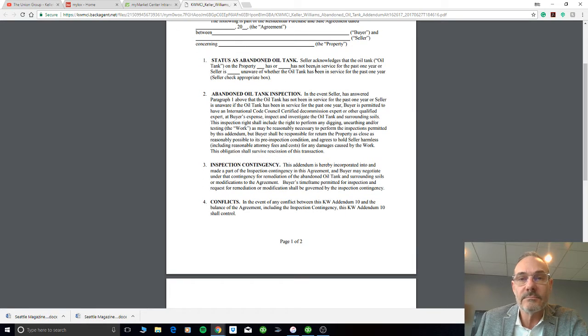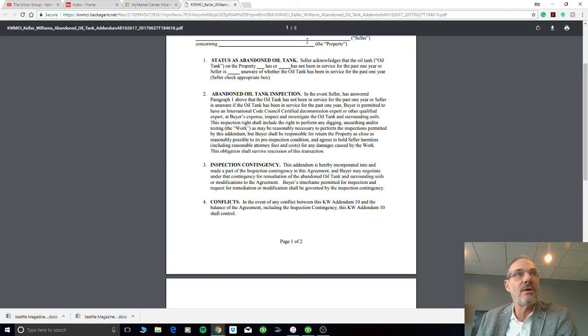Okay, well, if they haven't used an oil tank because they've converted, that obviously wouldn't have been used in the last year. But not in service.